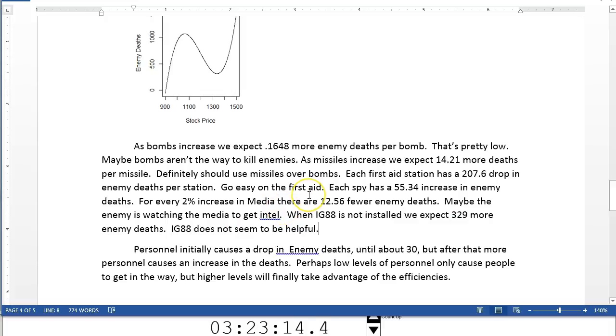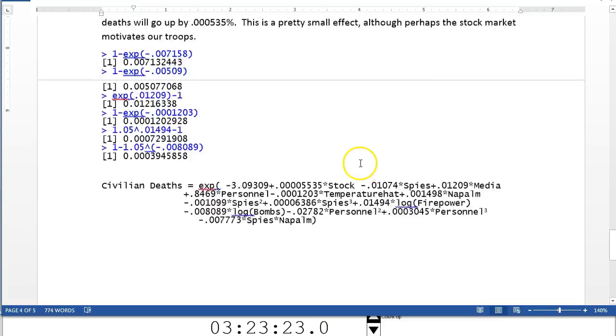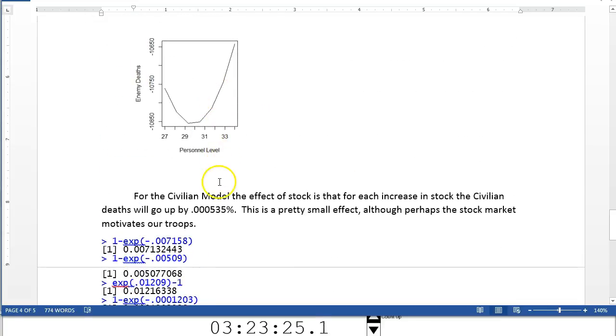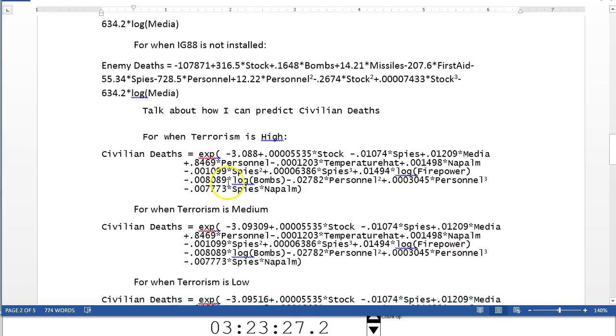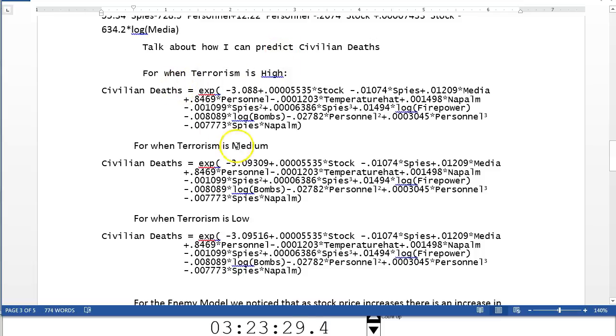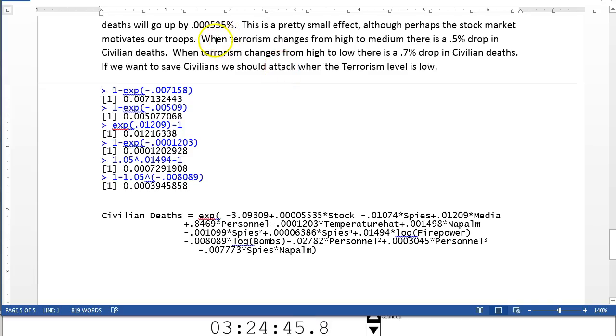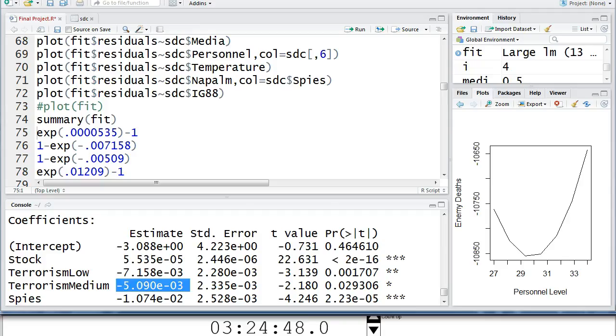That's the sort of thing that if you just go through this report fast and you only have an hour because you waited until the day it was due, that's the sort of mistake you can easily make. I need to talk about, in this civilian model, terrorism. What's the difference between high, medium, and low? So I've written out a paragraph, and I tell you what, I was constantly flipping back and forth.